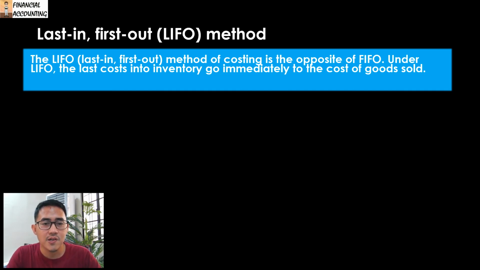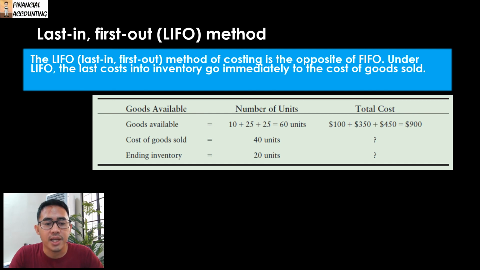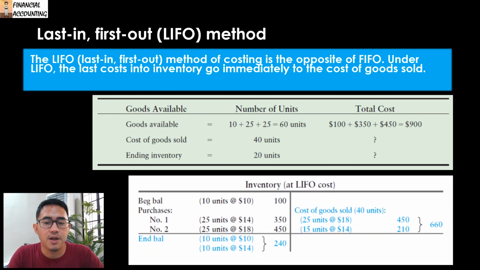So the last in, first out method, or LIFO method of costing, is the opposite of FIFO. Under LIFO, the last cost into inventory goes immediately to the cost of goods sold. So it's opposite. Now again, we'll use the same example a while ago. If we are using LIFO, the portion here is still the same. The only different item here is the blue one. So cost of goods sold is 40 units.